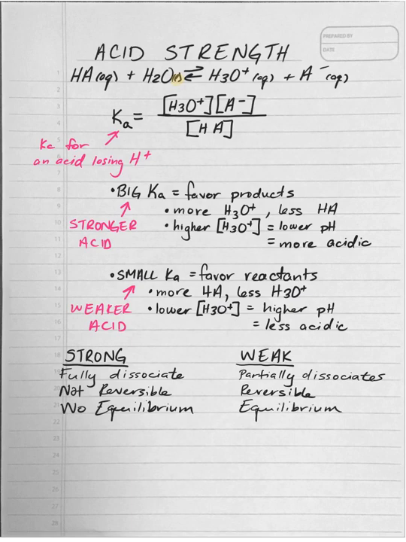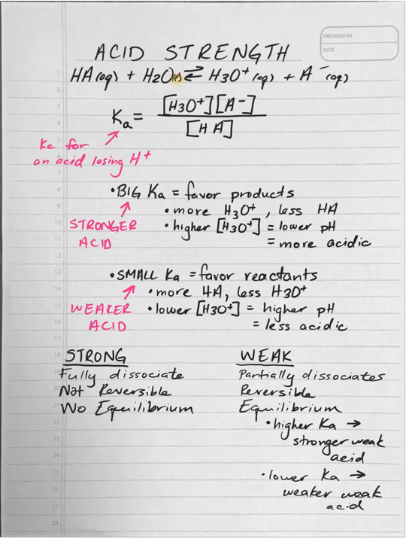We don't really talk about Ka values for strong acids because they're not reversible. For weak acids, though, a higher Ka is going to be associated with a stronger weak acid, and a lower Ka will be associated with a weaker weak acid.